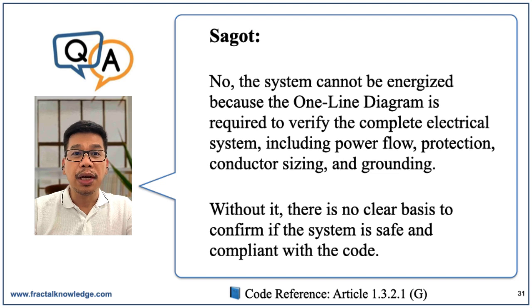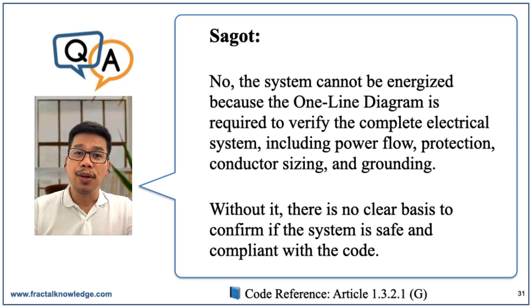Without it, there is no clear basis to confirm if the system is safe and compliant with the code, especially during turnover and testing and commissioning. For example, in a commercial building, even if all panels and wires are installed, without the one-line diagram, the inspector cannot validate if the breakers are properly rated or if the feeders are correctly sized, which may lead to unsafe energization.